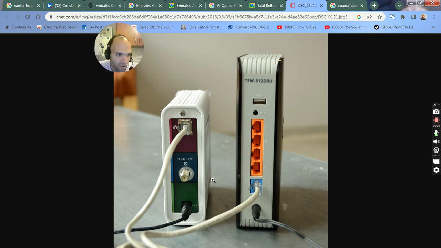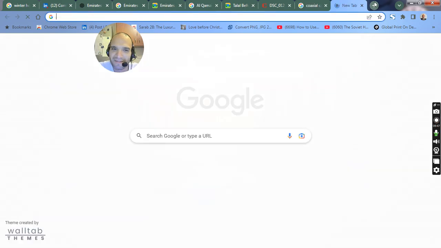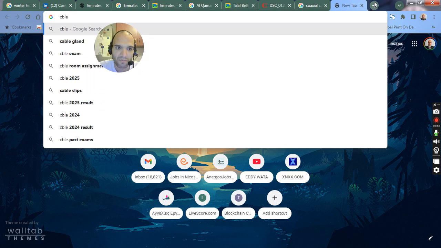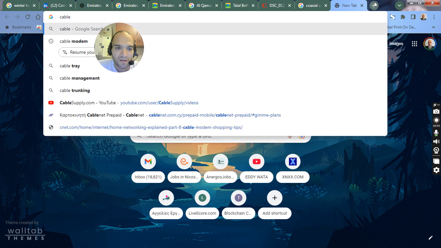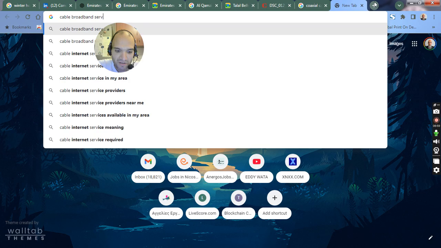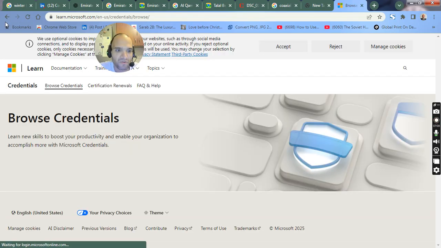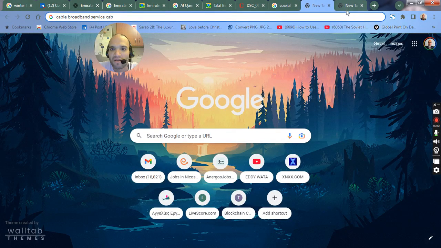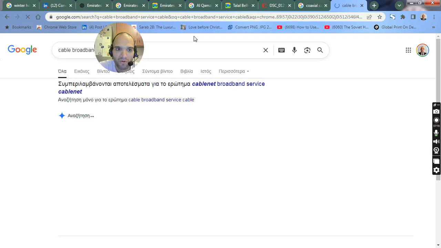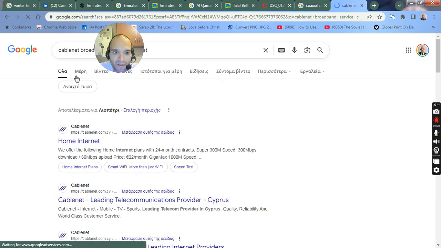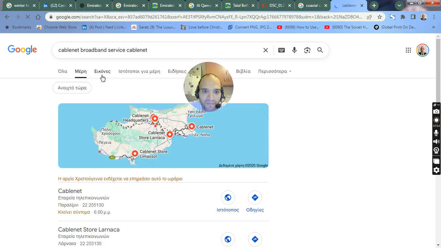On the TV jack connector will conclude a cable service cable, and let me show you cable broadband service cable, just to give you the context.